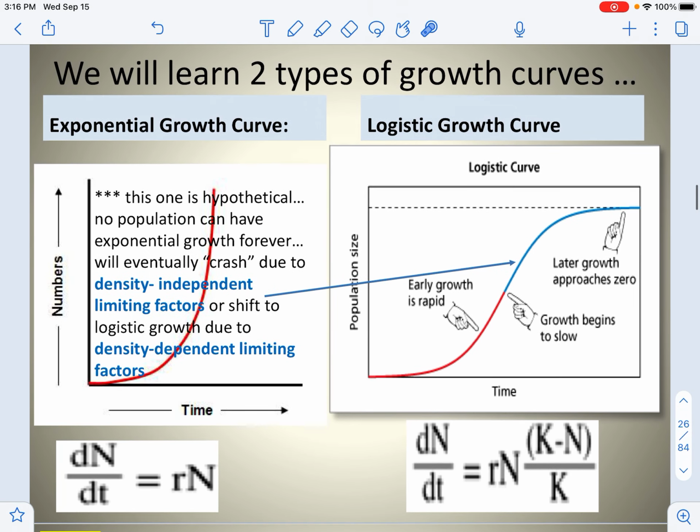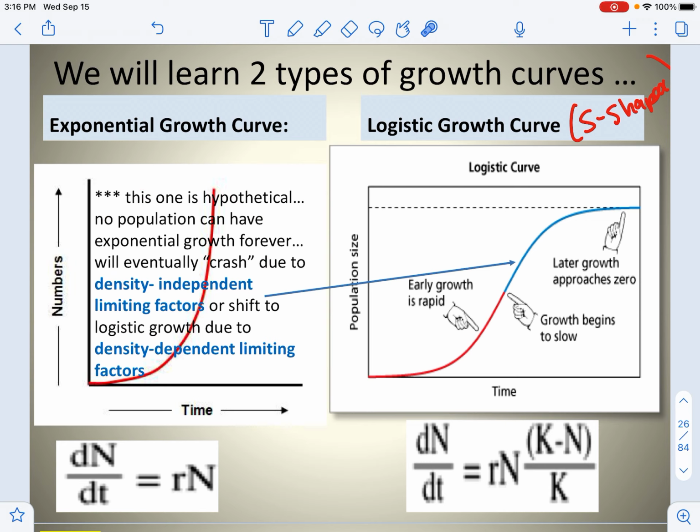All right, so we're going to learn two types of growth curves. I'm going to do more with these equations and how to use them in class, but in general, you should know the two types. I had you draw both of these over the summer: an exponential growth curve and a logistic growth curve. The logistic curve is also sometimes called an S-shaped growth curve because it looks like an S.